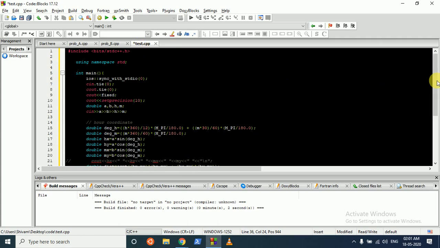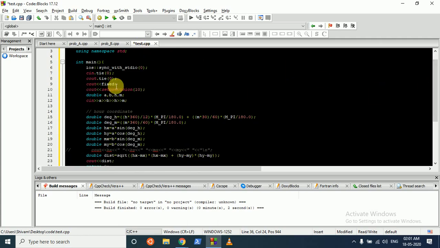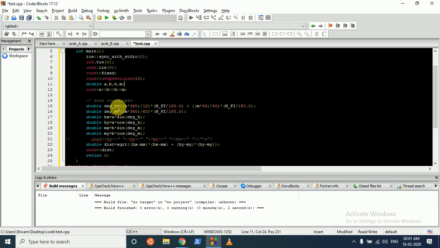What we can directly do is, first we set precision equal to 10 because we want a precision of 10 to the minus 9. So I use 10. Then take double variables for everything: a, b, h and m. Take the input of them. Now what we will do is we will find the degree of the hour hand and the minute hand.